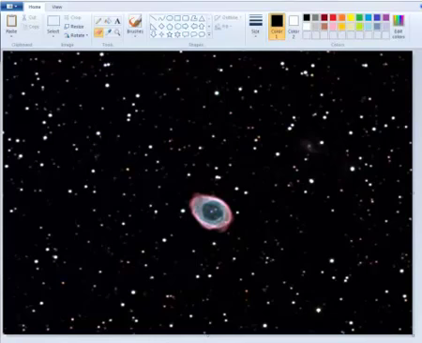So let's take a look at this picture. This is the Ring Nebula. This is actually a picture that I took when I was a student. And let's just look at it a second. What you'll see in the center is this beautiful nebula, and you'll also see there are stars all over the sky. So this is what a typical astronomical picture looks like, right?